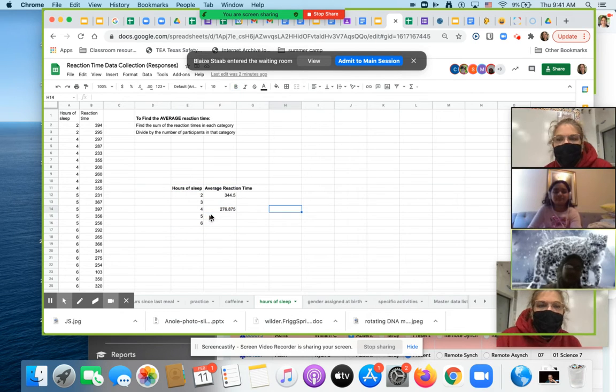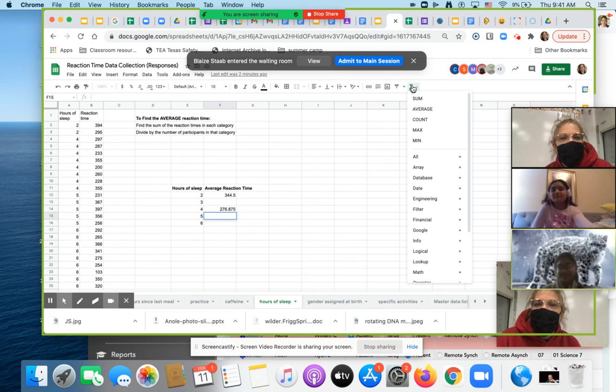So I'm going to click on the 5 because that is where I want the information to go. And then I come up here. This little symbol, it's a Greek letter, and it's telling us this is where the functions are. So I click on there. I pick the function. I want average.